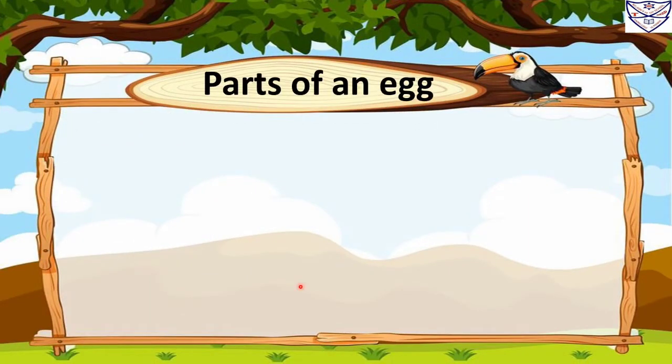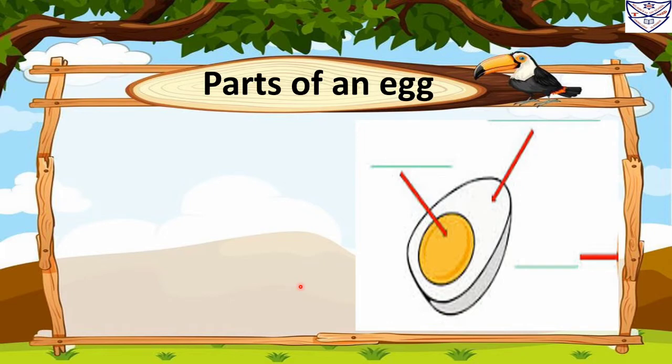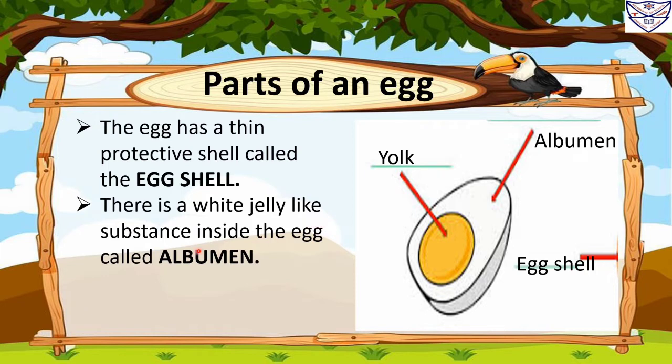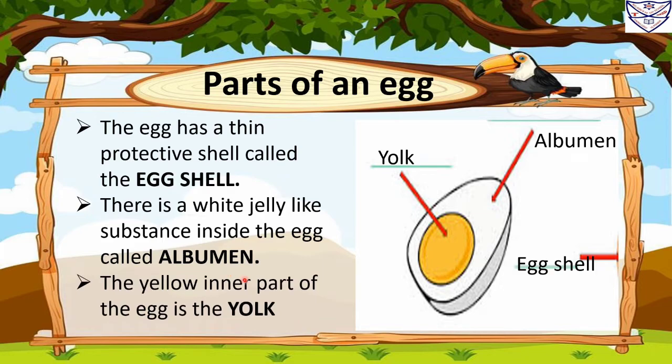Parts of an egg are eggshell, albumen, yolk and embryo. Now children, you can see in this picture the parts of an egg. The yellow inner part is called yolk, the white inner part is called albumen, and the outer hard part is called eggshell. The egg has a thin protective shell called eggshell. There is a white jelly-like substance inside the egg that is called albumen, and the yellow inner part of the egg is called yolk.